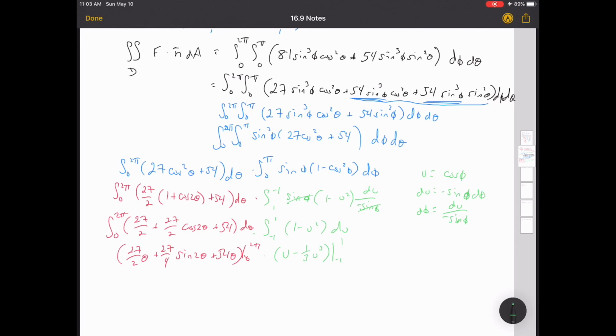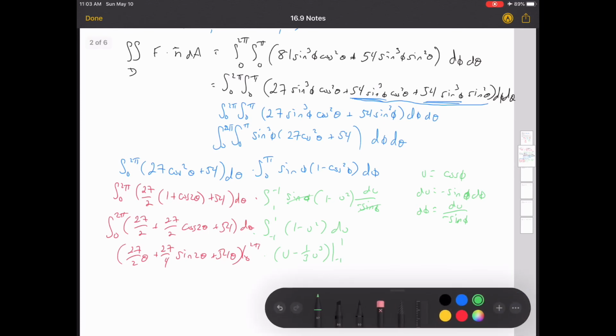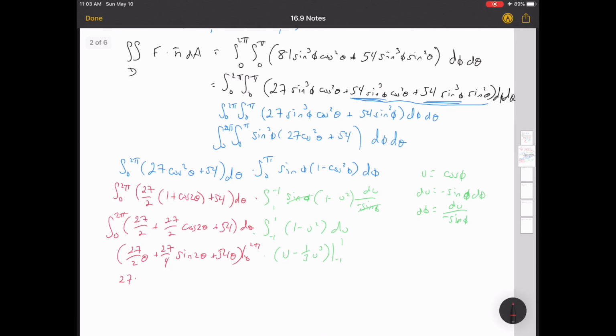Alright, let's see what we get here. Plugging in 2 pi on the left, 27 halves times 2 pi is going to be 27 pi. Plugging in 2 pi for sine is going to give us sine of 4 pi, so that's gone. And then plugging in 2 pi to the second one, 54 times 2 pi is, what is that, 108? And then if I plug 0 in there, I get nothing for all of that. So I get 27 pi plus 108 pi for that piece.